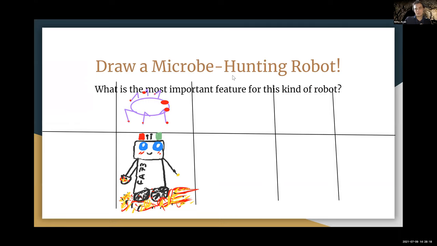But so we can see that we all had different ideas here, but there's some common features, right? Like mobility, they all have to be able to move. They all have certain types of vision tools, right? Like eyes or whatever. And so these are really good examples of what we're looking for.